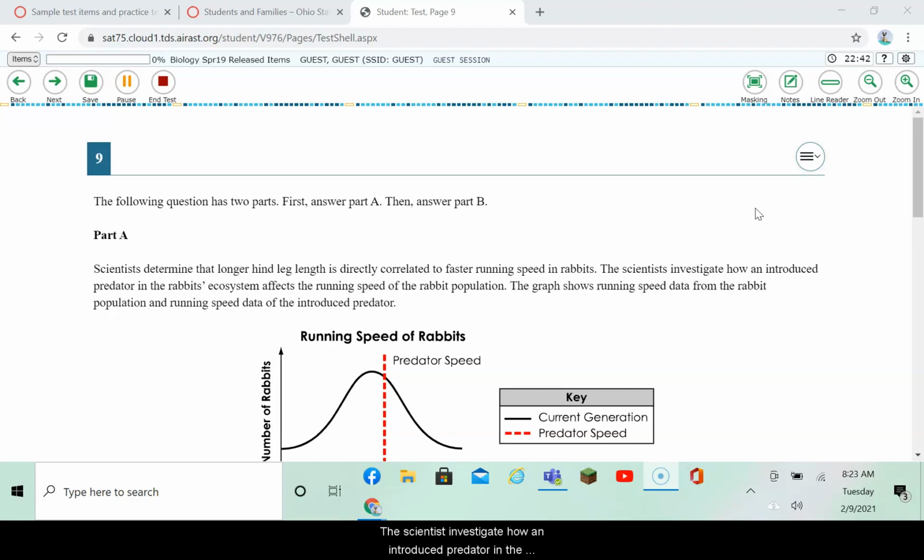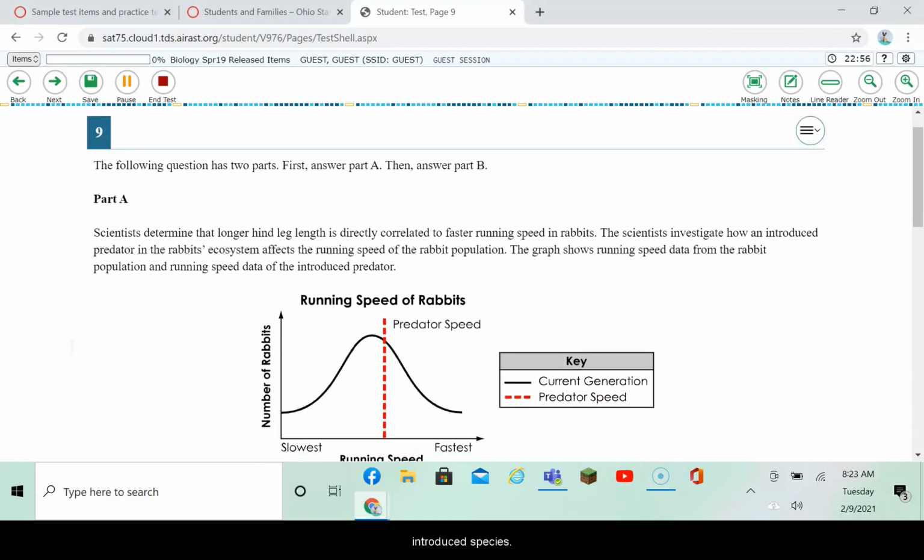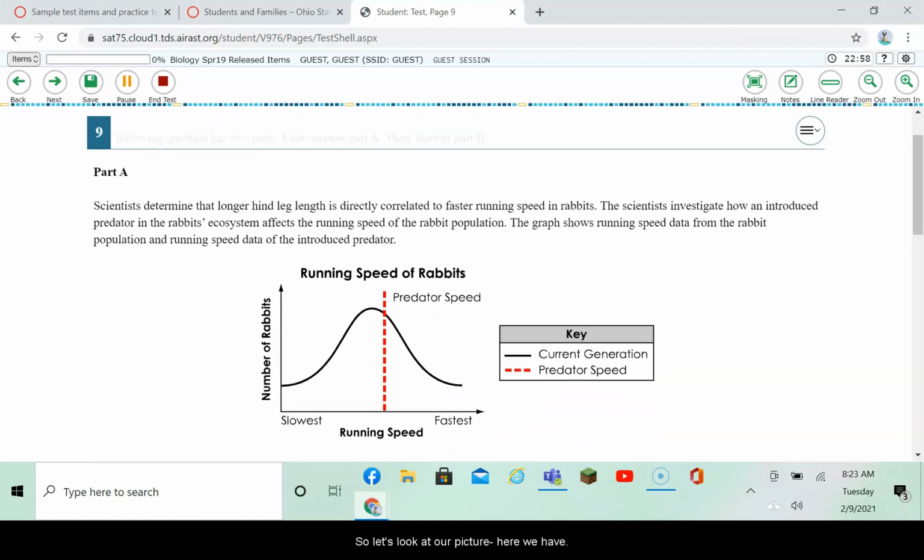The scientists investigate how an introduced predator in the rabbit's ecosystem affects the running speed of the rabbit population. The graph shows running speed data from the rabbit population and running speed data from the introduced species. So let's look at our picture here.